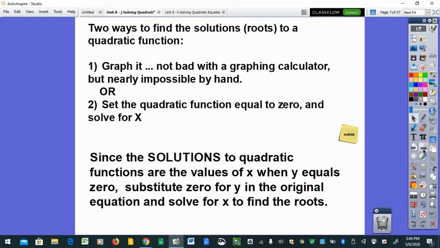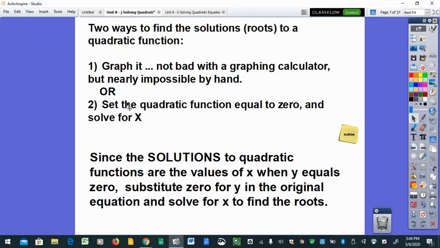So there are two ways to find the solutions, also known as roots, to a quadratic function. You could graph it and see where the parabola crosses the x-axis, but the problem would be, what if those are not integers? It's not bad if you had a graphing calculator, but it can be nearly as impossible when you're doing it by hand.